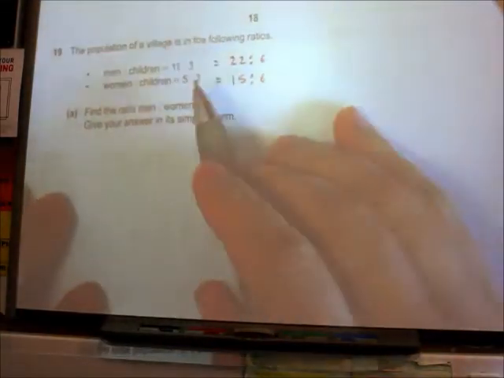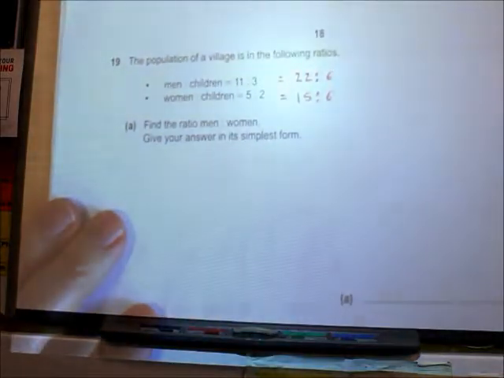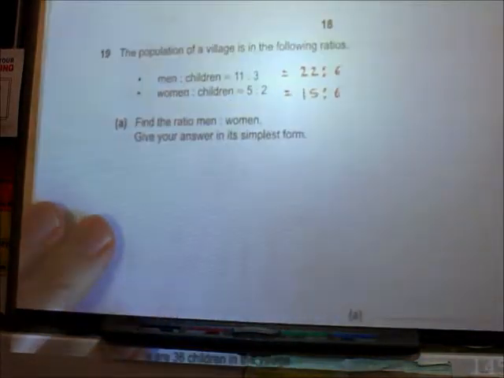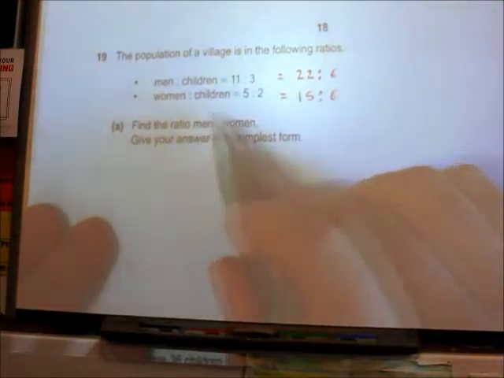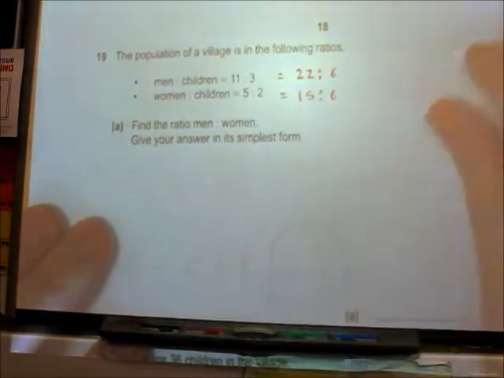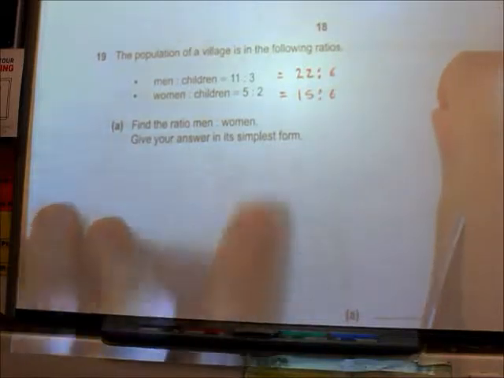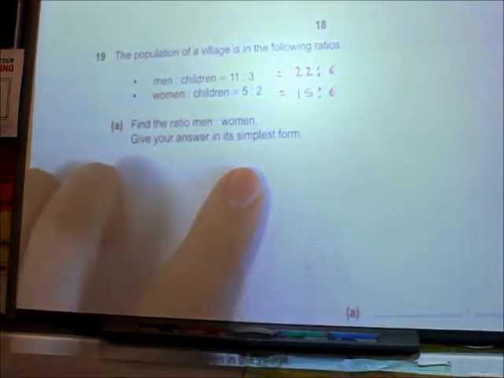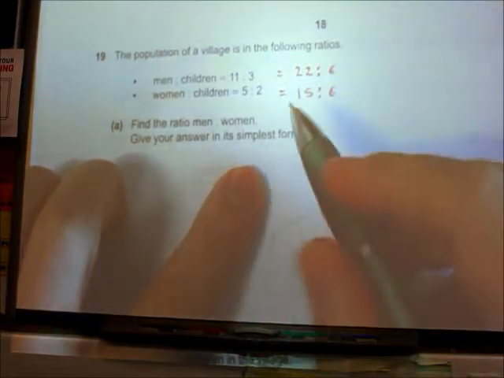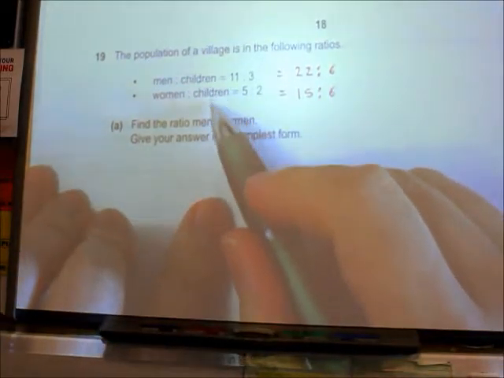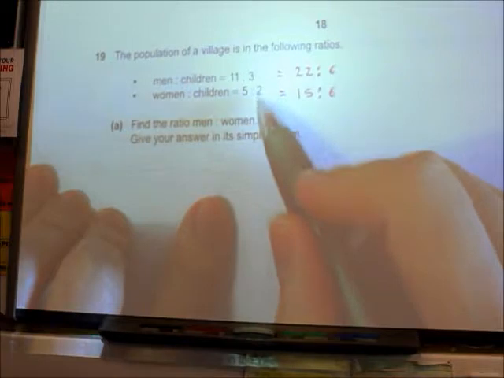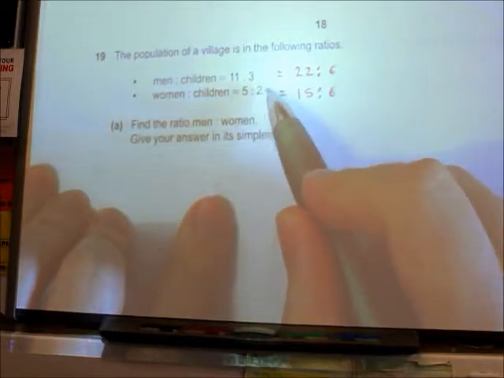The population of a village is in the following ratios. So, men to children are 11 to 3, women to children are 5 to 2. Find the ratio of men to women. Give your answer in its simplest form. It's a bit of a nasty one, this, I'll be honest with you, but what you've got to do, because you've got your children here, that is common in both, we need to get them to be the same number. So 3 and 2 both go into 6.